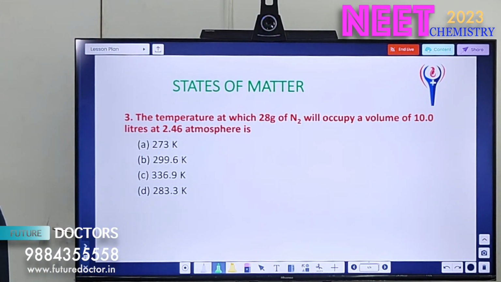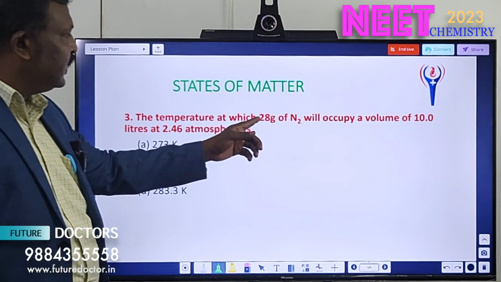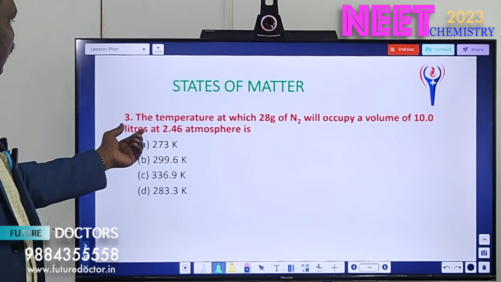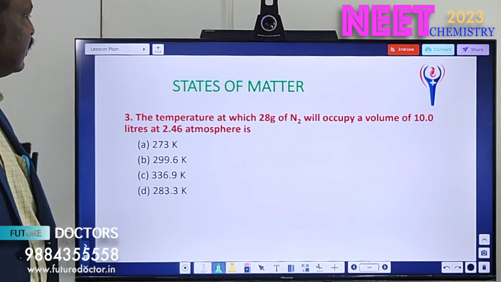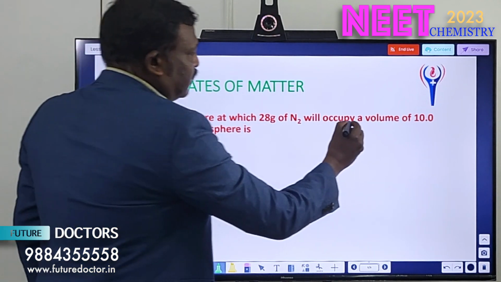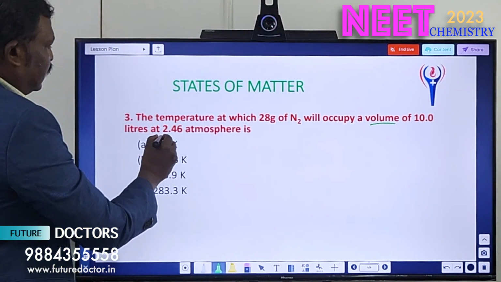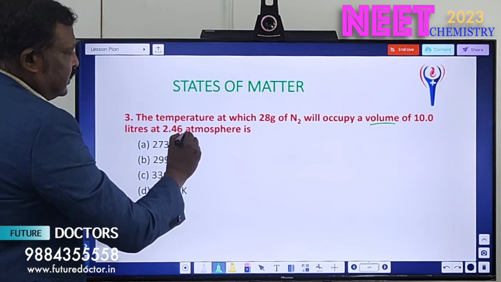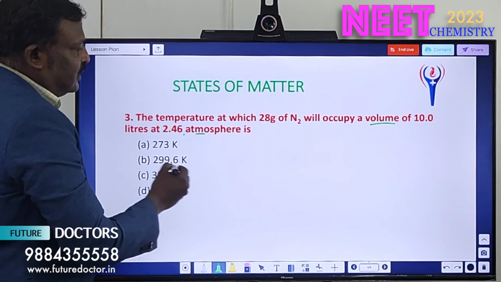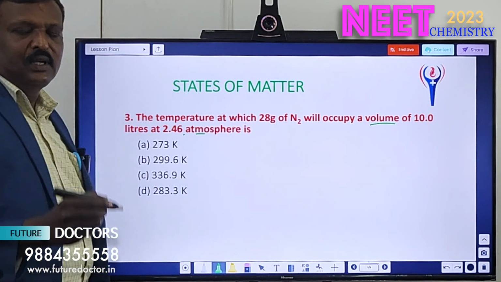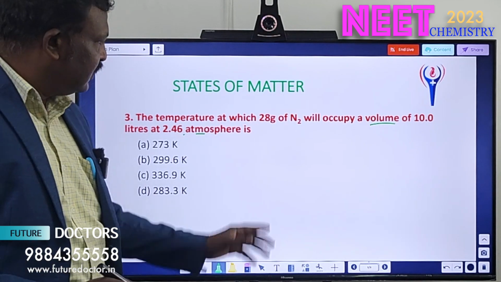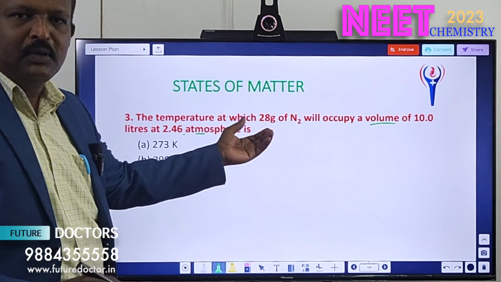Third question. The temperature at which 28 gram of nitrogen will occupy a volume of 10 liter at 2.46 atmosphere. Okay, this is a question. So here volume is given. Pressure in atmosphere means pressure is given. They are asking to find only the temperature. So here we studied the ideal gas equation formula, PV is equal to nRT. If you apply this one, we can solve this sum.